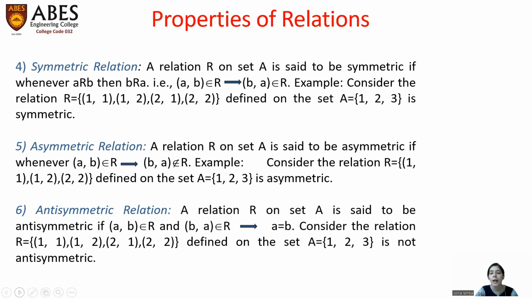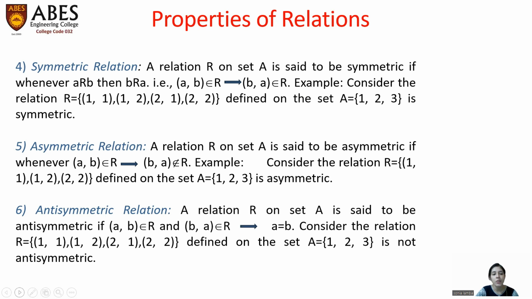So here in this example, we can see that R is the relation having the three ordered pairs 1 comma 1, 1 comma 2, and 2 comma 2, which is defined on the set A having the three elements 1, 2, 3. In this relation, we can see that whenever 1 comma 2 is in the relation, 2 comma 1 is not in the relation. That's why we are saying here the relation is an asymmetric relation.